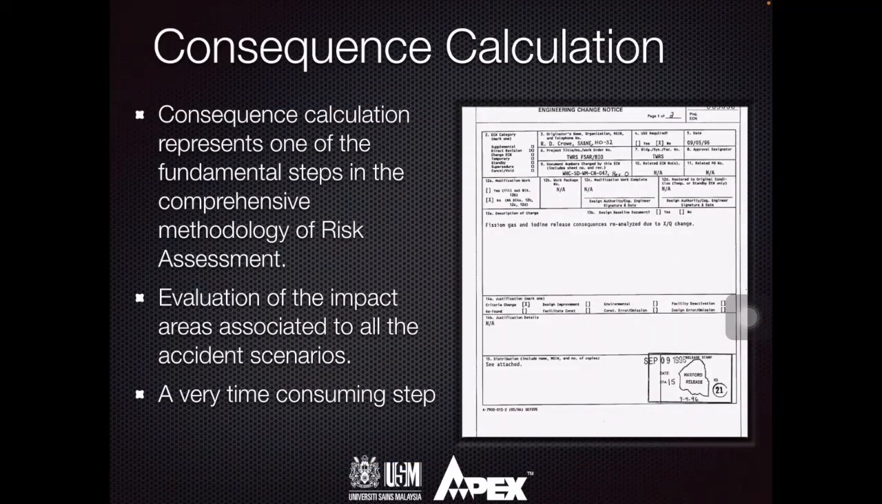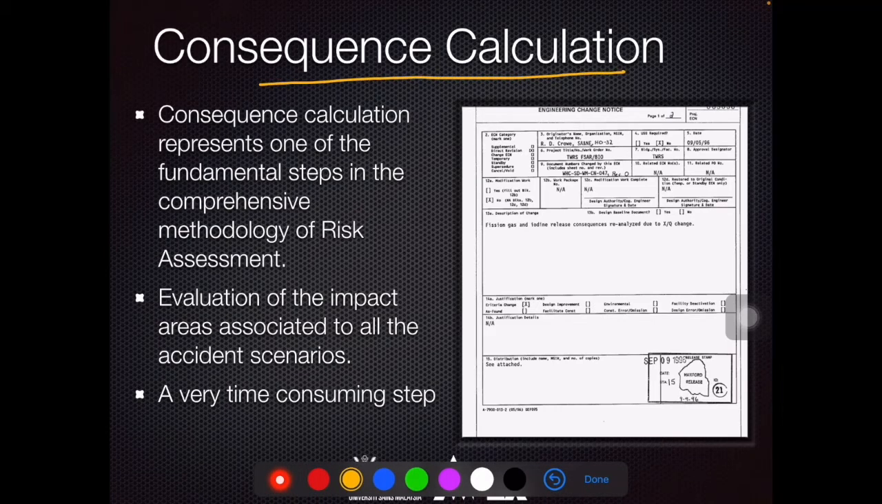So how do we model the scenario, the example that you saw earlier? We call it a consequence calculation. Consequence calculation represents one of the fundamental steps in comprehensive risk assessment. This is actually a risk assessment, but we base it on facts and figures from the modeling of the chemical itself. We calculate the possibility and the range of the explosion and the impact of the explosion. And when we get the details, we lay it out on the map and look at the surrounding area that might be affected by the event.